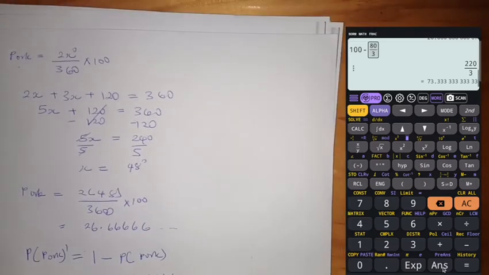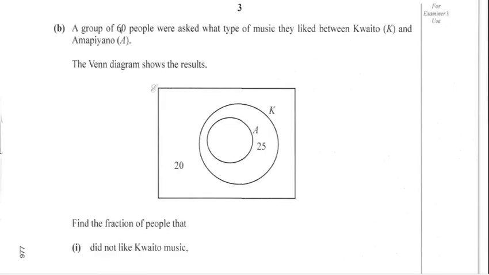Next question. Let's move to question number B. For question number B, a group of 60 people were asked the type of music they liked between Kwaito and Amapiano. Now the Venn diagram shows the results. This is the Venn diagram. Out of the 60 people, we have these 20. Now can you guess what this 20 means? Well, that's correct. 20 people did not choose any of the given types of music.